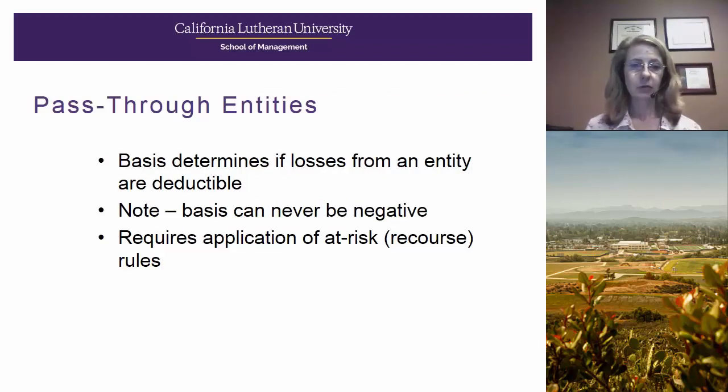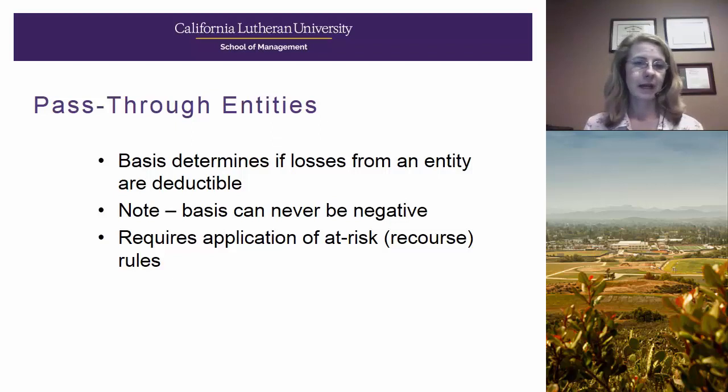So we've talked about capital gain property. We've talked about business property, which is depreciated, but let's take a minute to talk about some investment property and the basis of pass-through entities. So the basis of pass-through entities is very important because it determines whether losses generated by pass-through entities are deductible. This is called the at-risk concept or at-risk rules. We'll spend a lot of time in a few weeks talking about the at-risk rules at length.